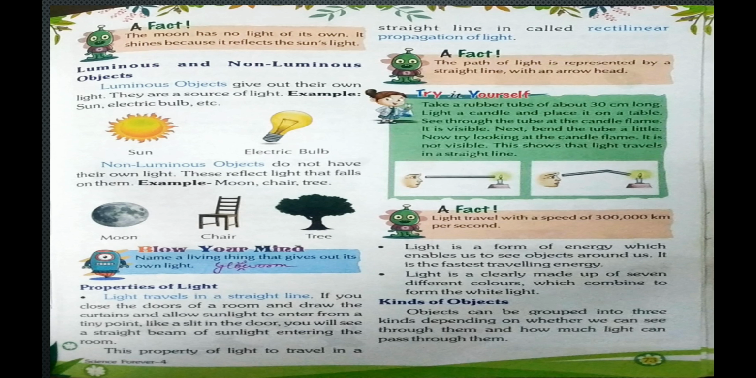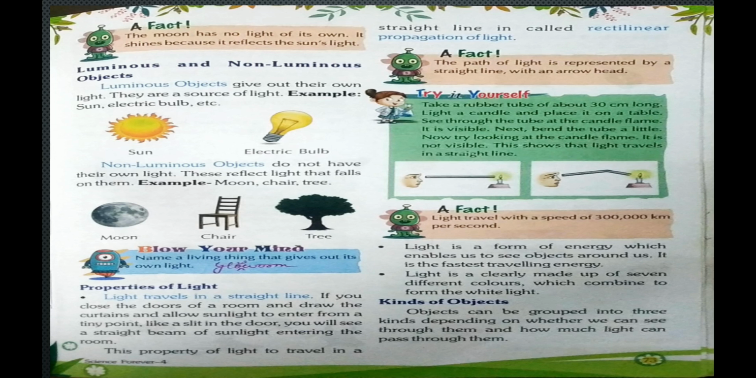Okay, we close the door of a room and draw the curtains and we leave some space like this so that only some part of the sunlight is entering the room. So when we see a straight beam of sunlight entering the room, it means the light is coming in a straight line, means light travels in a straight line. This property of light to travel in a straight line is called rectilinear propagation of light. And the path of light is represented by a straight line with an arrow head. If we are showing light going in a straight line, we will draw a straight line with an arrow head.